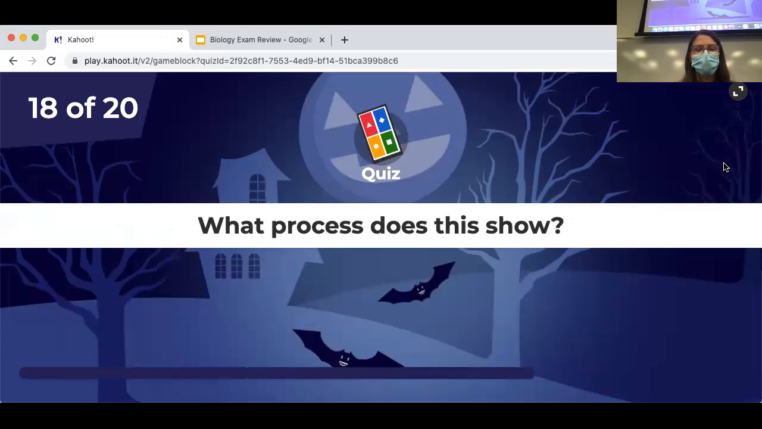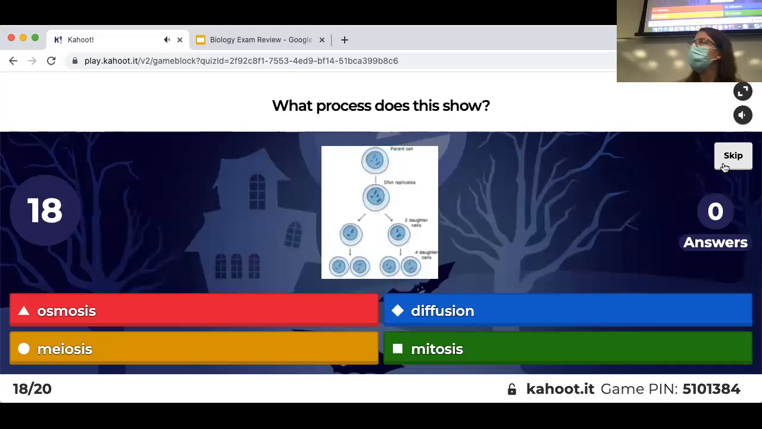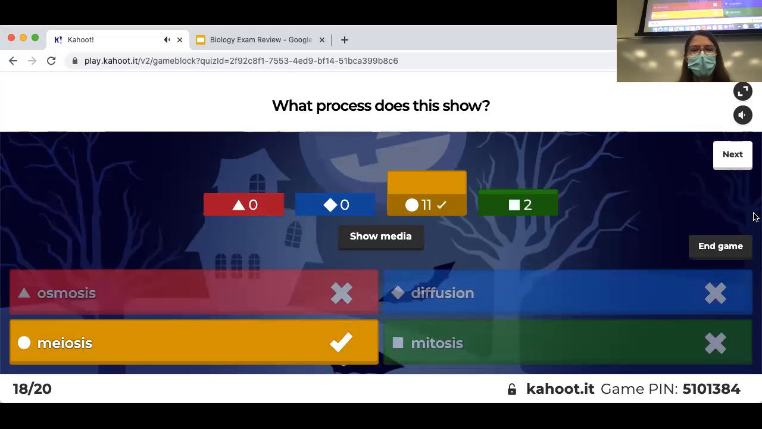What process does this show? There will be a picture. Oh, I'm sorry, that is very small. The numbers should clue you in though. All right. Good. So that is meiosis. So there were 4 daughter cells there compared to the 2 cells that would be produced through mitosis.